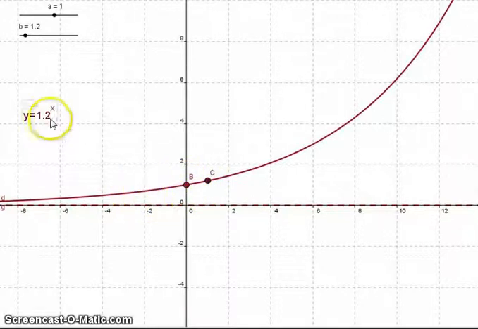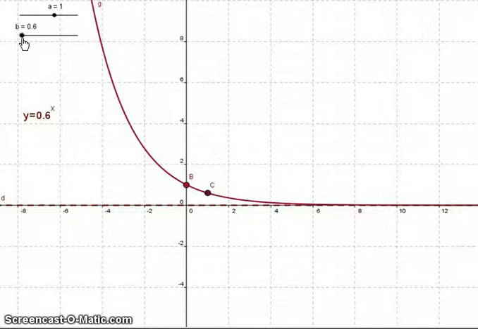So if I'm around 1.2 for my base, that's a really slow growing exponential, but it does eventually start to take off. If I'm less than that, then all of a sudden I get this negative shape. So if this is between 0 and 1, now I get this decreasing value right here, a decreasing curve from left to right going downhill. But notice I'm still going through this point right here at 0, 1.